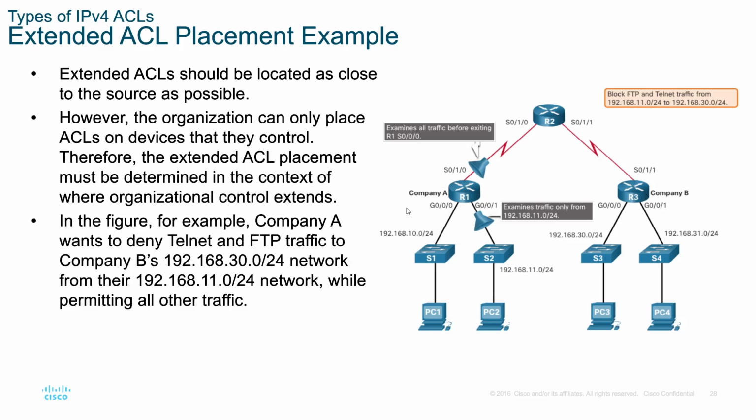Now, there's benefits to putting it on the serial link over the inbound here. The reason is we're not affecting or slowing down traffic that is travelling from 11 to 10. We're only going to start filtering the traffic that's going across the WAN link, and this traffic must travel across the WAN link to get to our destination.